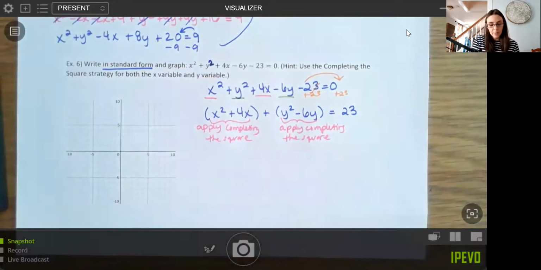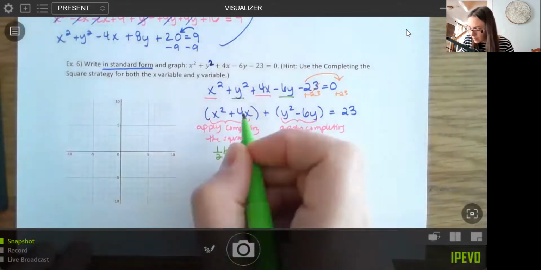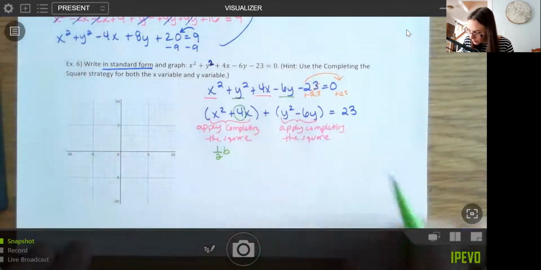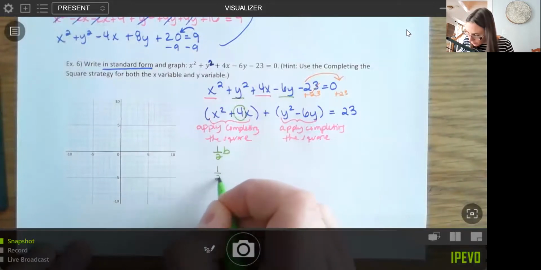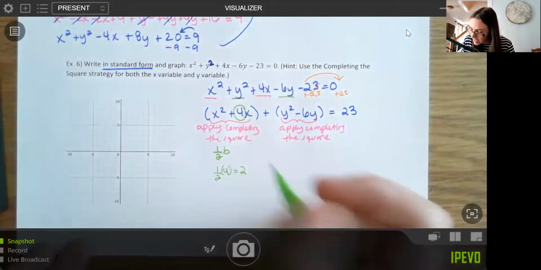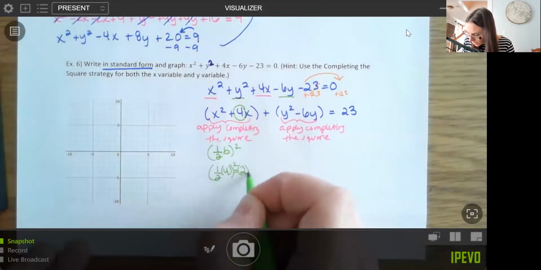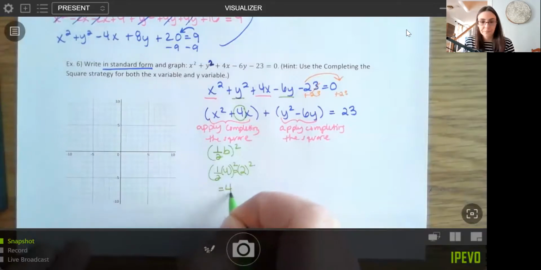So the first thing we have to do there, remember, is we have to find half of B. In this case, my B value is this 4. So I'm looking for half of 4, which is 2, right? Half of 4 is 2. And then you're going to go ahead and square that. So I get 2 squared is 4.